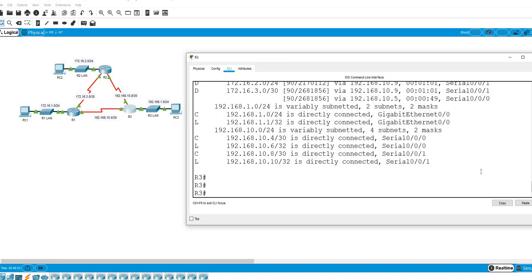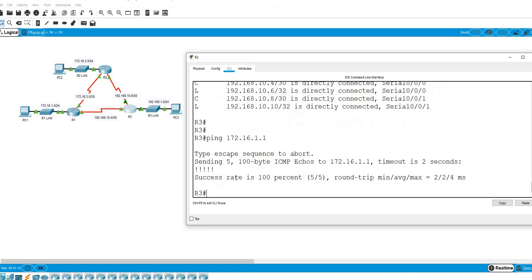And now another verification: ping. Say I try to ping the 172.16.1.1 IP address over here, which is on the R1 LAN. 172.16.1.1. See, I'm getting a ping. So I'm getting all the way from here to here and back. So this is another verification that my routing is okay.